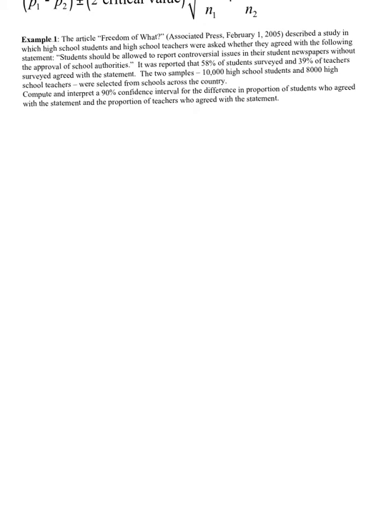All right, so already reading through that, I want to underline a few things. 90% confidence for the difference in proportion of students who agreed versus the proportion of teachers who agreed. We have 2 samples: 10,000 students, 8,000 high school teachers, 58% of students said yes, 39% of teachers said yes. All right, let's go ahead and start with our conditions.